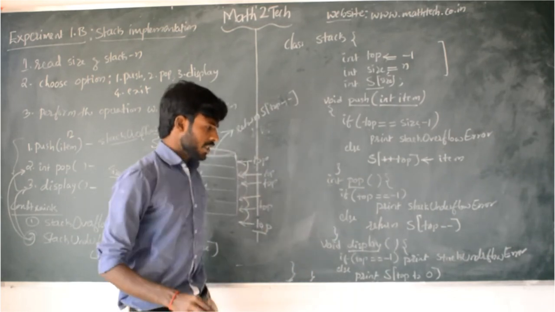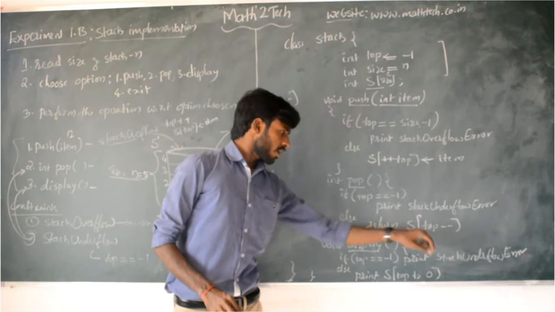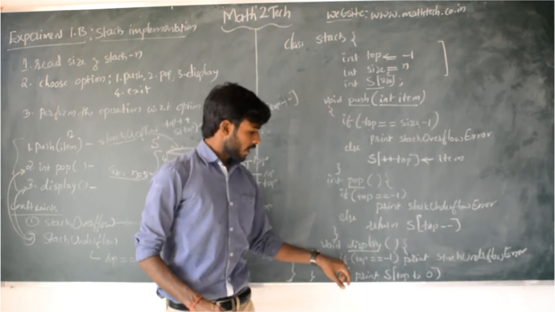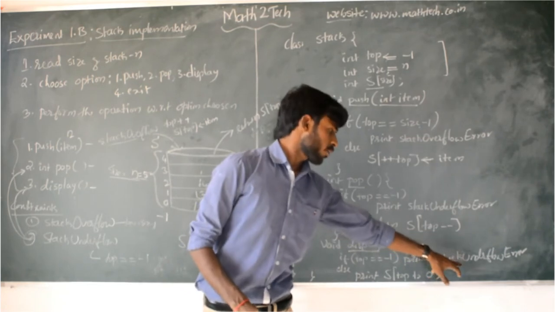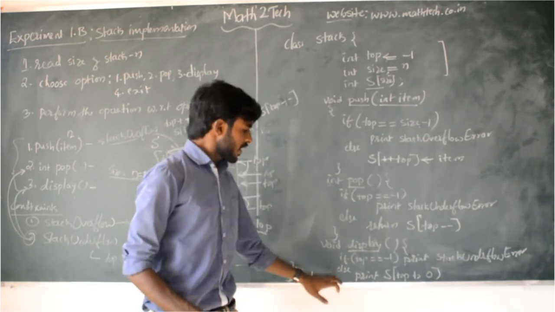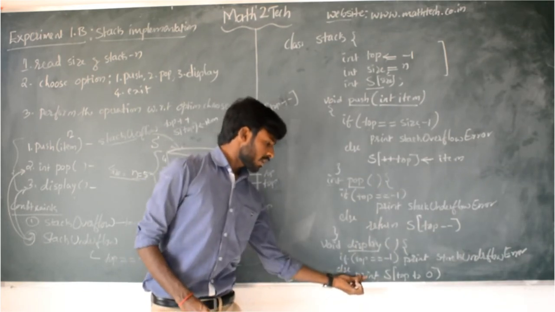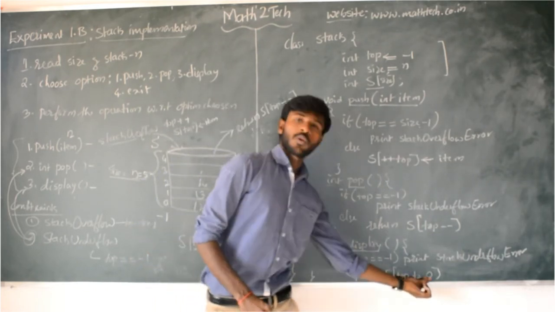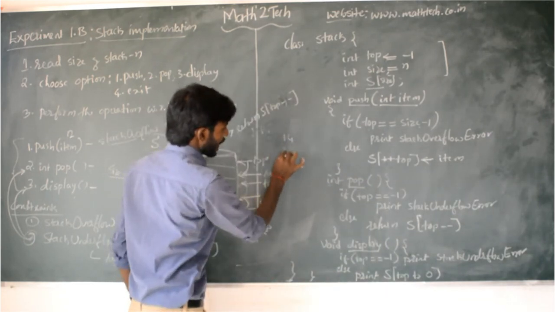Coming to the display function, as I said, it checks whether the stack is underflow. If the top is equal to -1, then the stack is going to be underflow, and we have to print that error. If not, the stack consists of some elements, then you have to print the stack from top to 0.